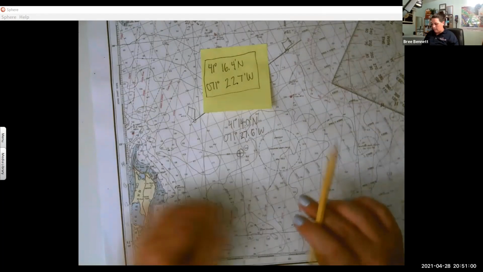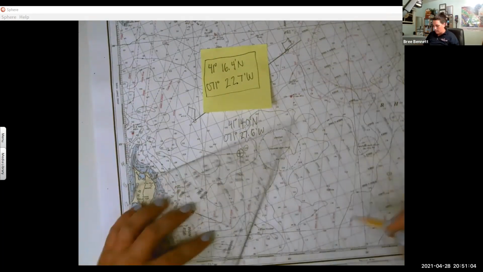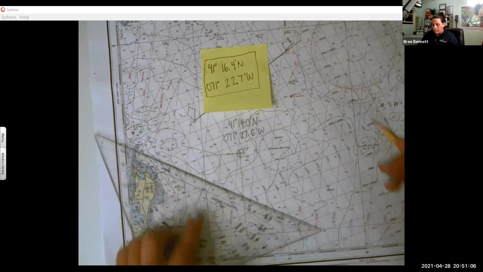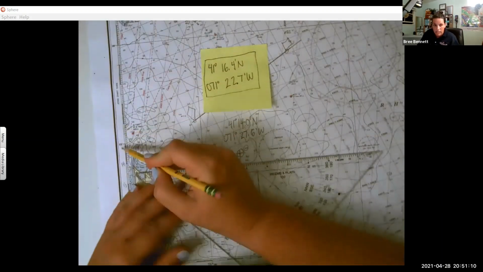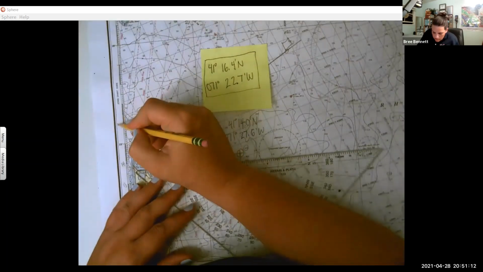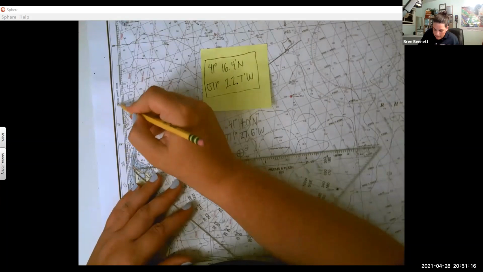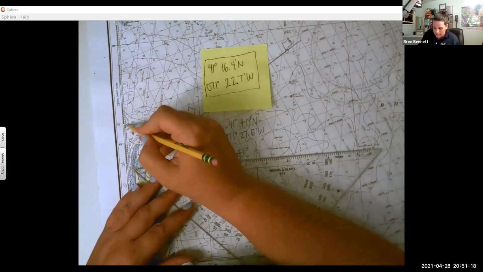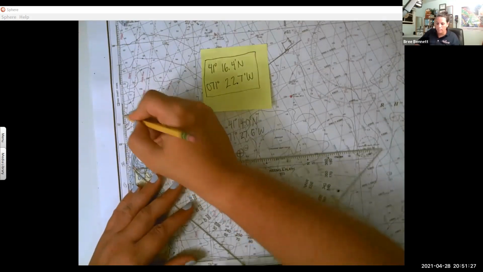So using my triangle, I'll do it both ways here, but I want to go to 16. So here's my 15. Here's 16. Here's 17. So I want to go to 16.4, which is going to be just one little tick below that 0.5. So that's my 0.4.